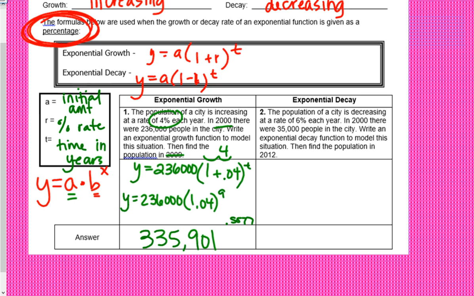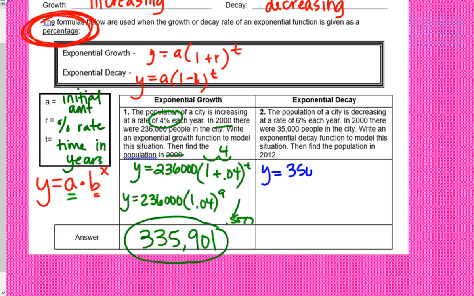However, some people would say, well, rounding rules says the 0.5 means we round up. I'll tell you that most of the time, either the answer rounded down or rounded up will be accepted. So this is fine, or 335,902, either way. Okay, that's all that was. So let's do the right-hand side. Now we have a population that is decreasing.